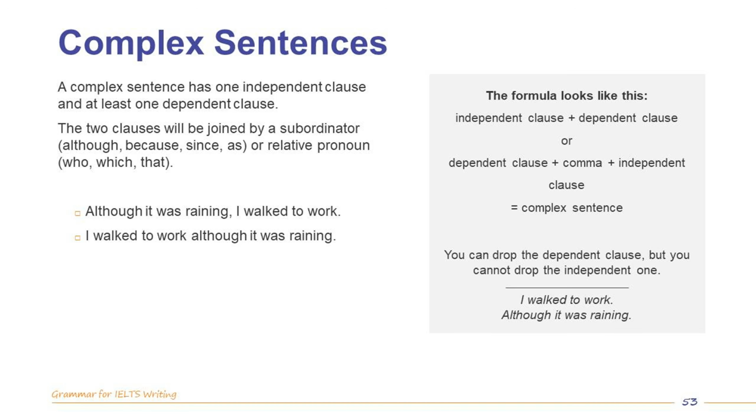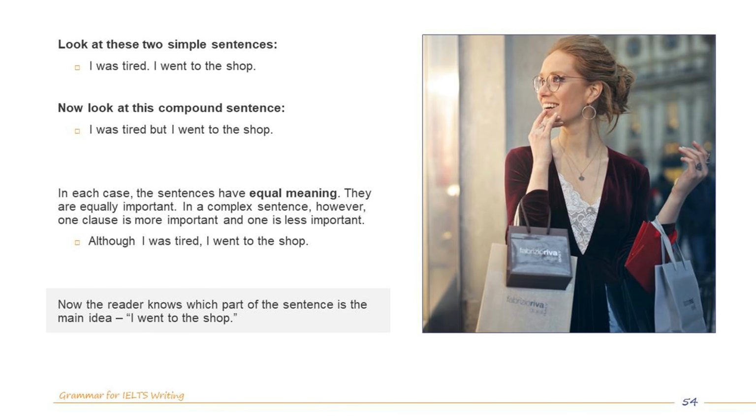Subordinate clause is just another way of saying dependent clause. Subordinate means that a clause is less important than the main clause. Look at these two simple sentences. I was tired. I went to the shop. Now look at this compound sentence. I was tired, but I went to the shop.